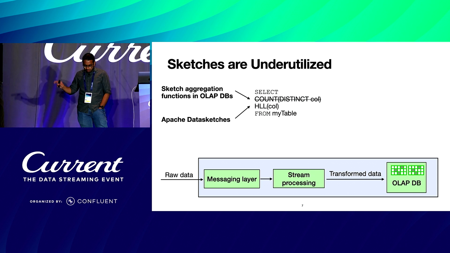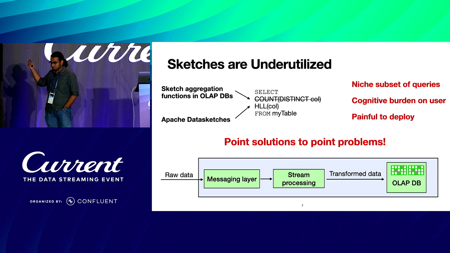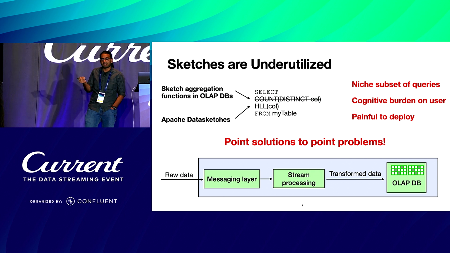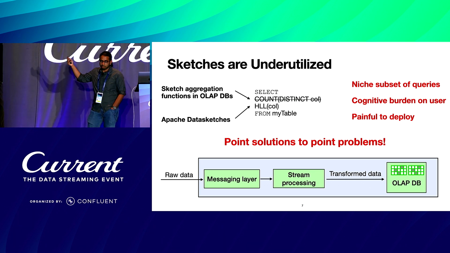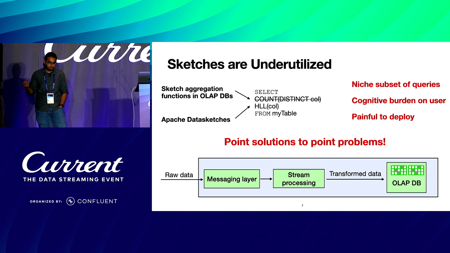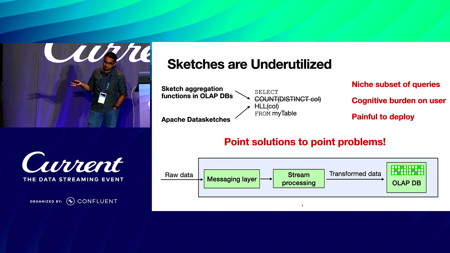Now, while this is useful, I would argue that sketches have been underutilized, right? These solutions are point solutions to point problems, right? So the problem was, hey, I want a faster cardinality query or faster count distinct. All right, I'll go and implement an HLL. My problem was I don't have these open source sketch implementations. All right, we'll go and build Apache DataSketches. So while they've been useful, they only satisfy a very niche subset of queries, right? If I have a select count distinct, or if I want to do a percentile on top of a column, I can do that with sketches, not much else. And in using these sketches, the cognitive burden is on the user, right?